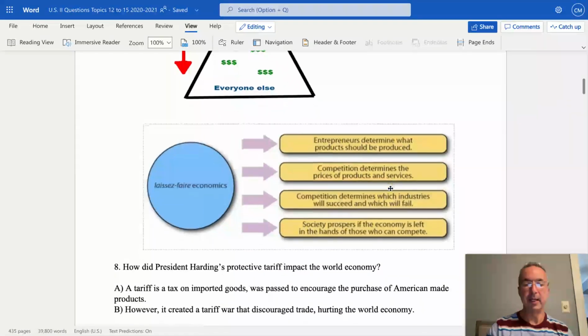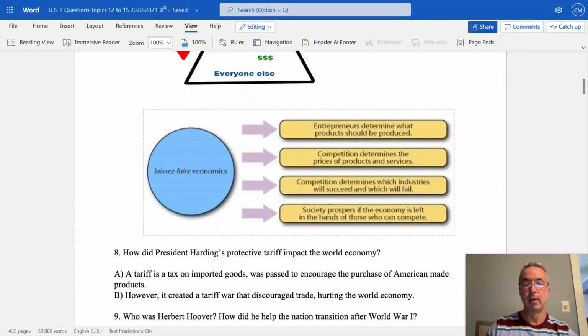And when you think about how a protective tariff would work, the basic purpose of a tariff is to encourage people to purchase goods manufactured in the United States, or American-made products. Unfortunately, it created a tariff war and discouraged trade, hurting the world economy. As the United States placed tariffs on goods coming in from, let's say, Europe, Western European countries in particular began placing tariffs on American-made goods, and we were not selling as much to foreign countries as we were previously.